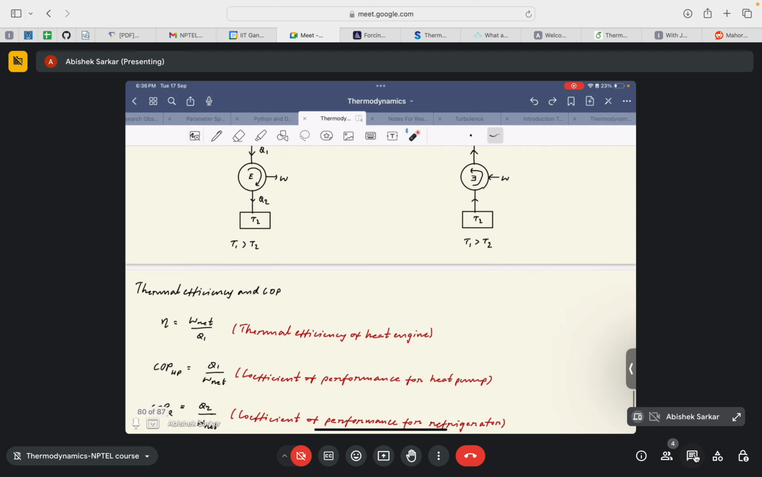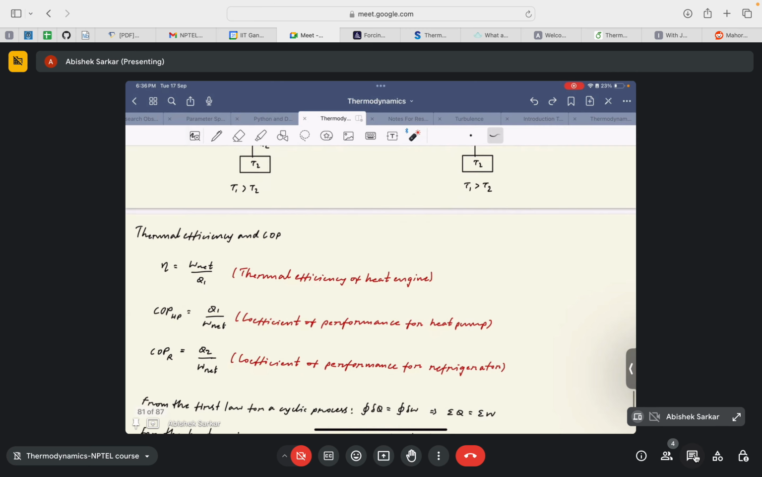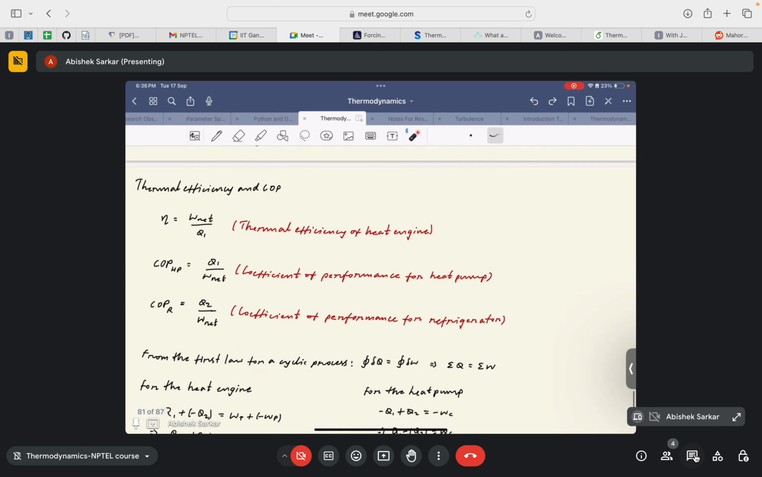Then let us go to the analysis part, like how to analyze such kinds of systems. The two main key terminologies involved in the analysis of heat engines and heat pumps are the thermal efficiency and the COP, or the coefficient of performance.